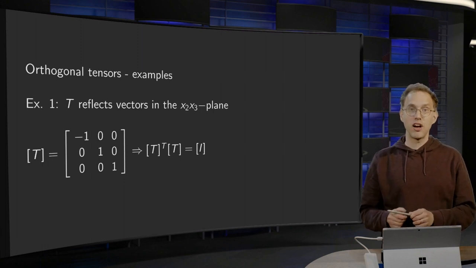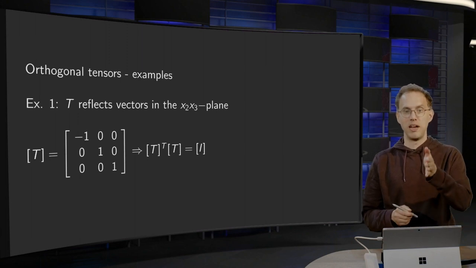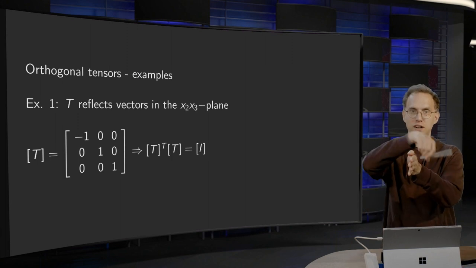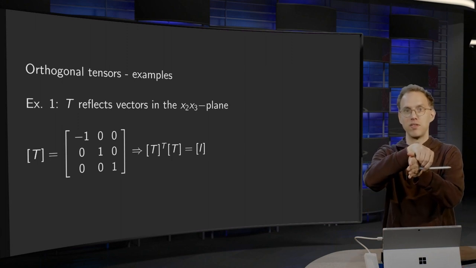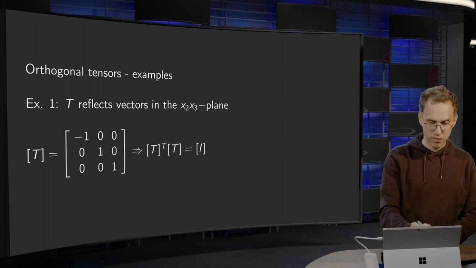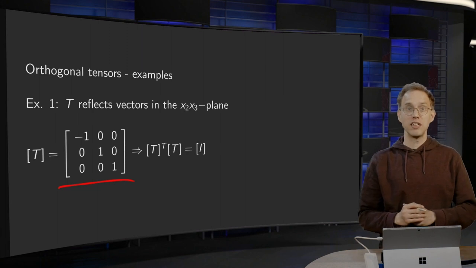So let us start with a reflection. T reflects vectors in the x2, x3 plane. So suppose it's over here, then your x1 unit vector is reflected to minus x1, so minus 1 over there, and x2 and x3 just remain where they are. So over here we find the standard matrix of T.